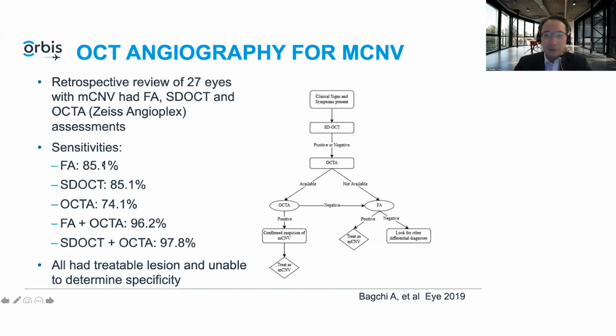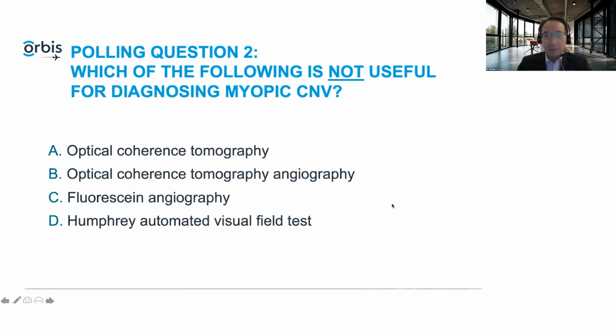protocol. In here, a study performed in the UK looked at the patients who had myopic CNV, underwent FA, OCT or OCT angiography, and they found that by combining the two types of OCT, SD-OCT and OCTA, you can get a 97% sensitivity, so quite well. So nowadays they will perform SD-OCT and OCTA first. If it's positive already, they would go for the treatment. But if not available or OCTA is negative, then they'll still do an FA to confirm their diagnosis.